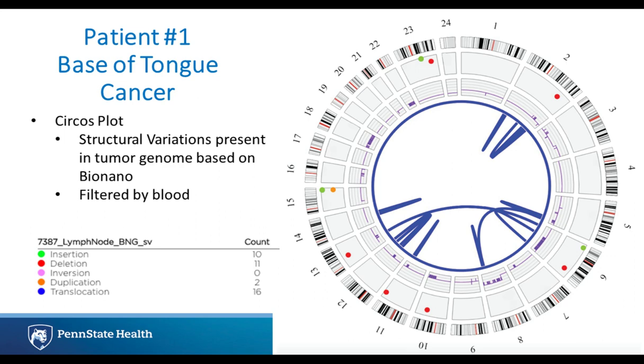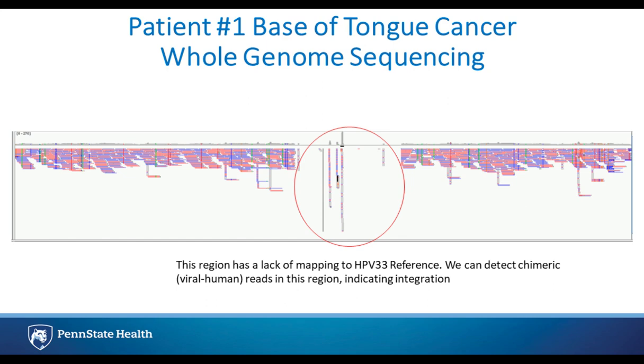Here's an example of an invasive tongue cancer that's HPV positive. Again, we're looking at the circos plot, chromosomal banding pattern. Underneath that, we have the structural variants that are color-coded. And then beneath that, we have the copy number variation and the translocation shown in the middle.